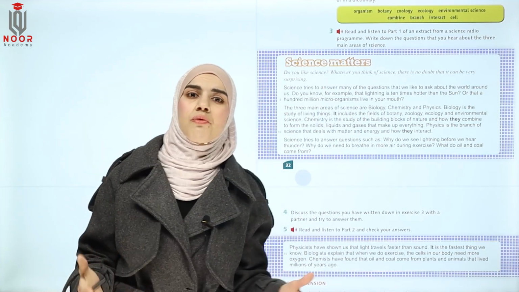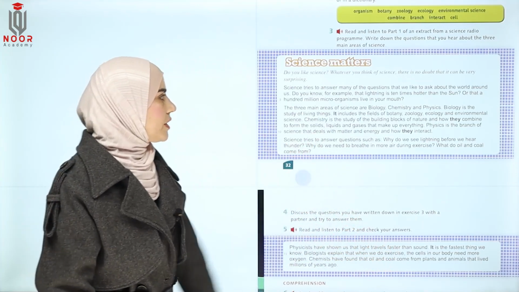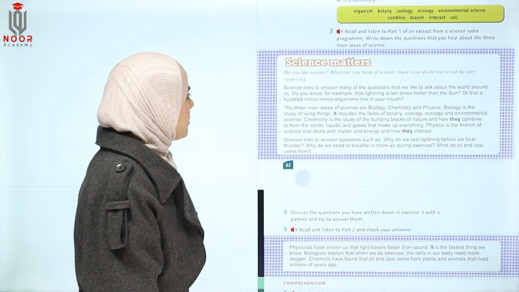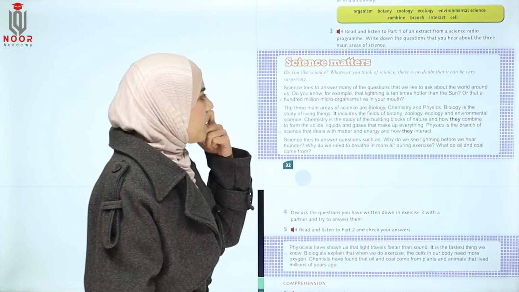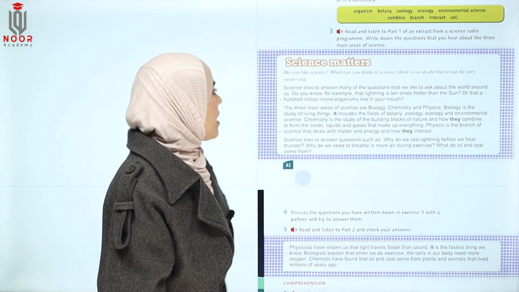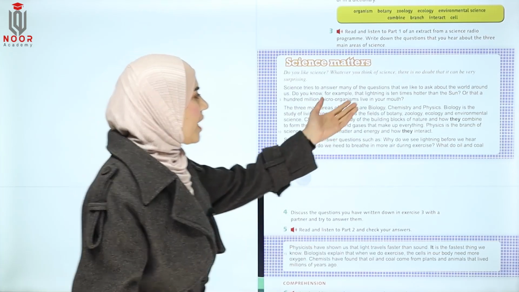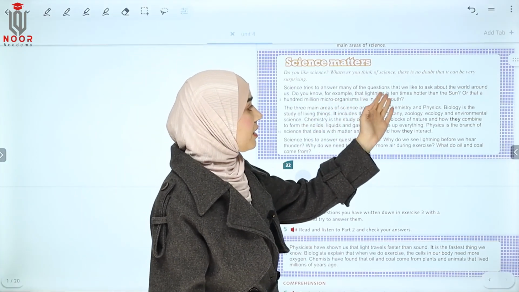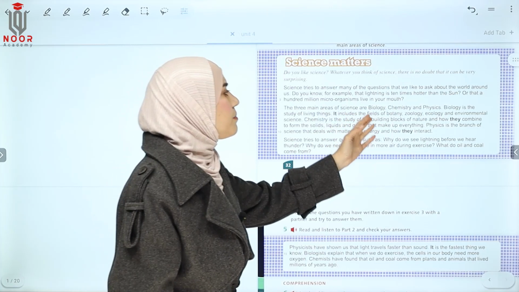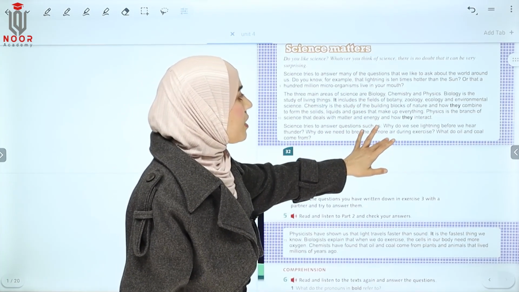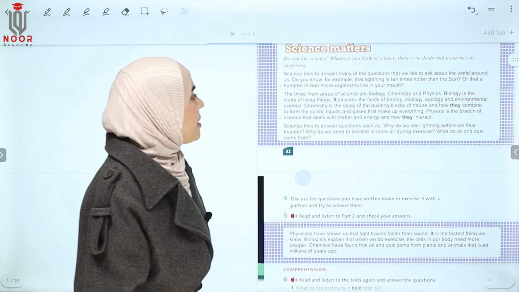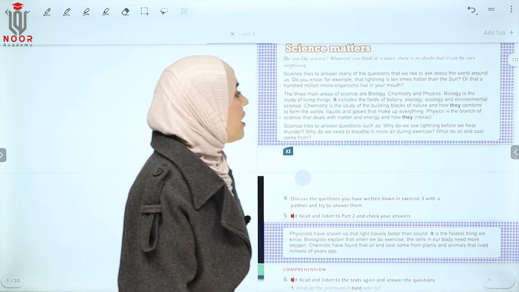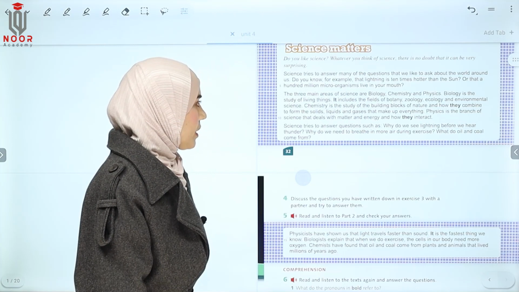Now let's start to read the text. Science tries to answer many of the questions that we like to ask about the world around us. Do you know, for example, lightning is 10 times hotter than the sun, or that 100 million microorganisms live in your mouth?